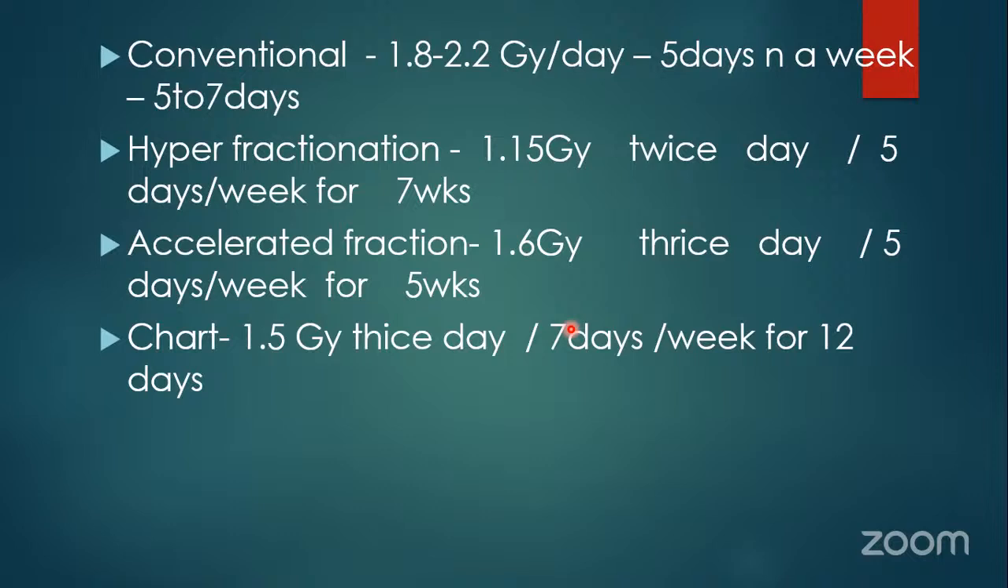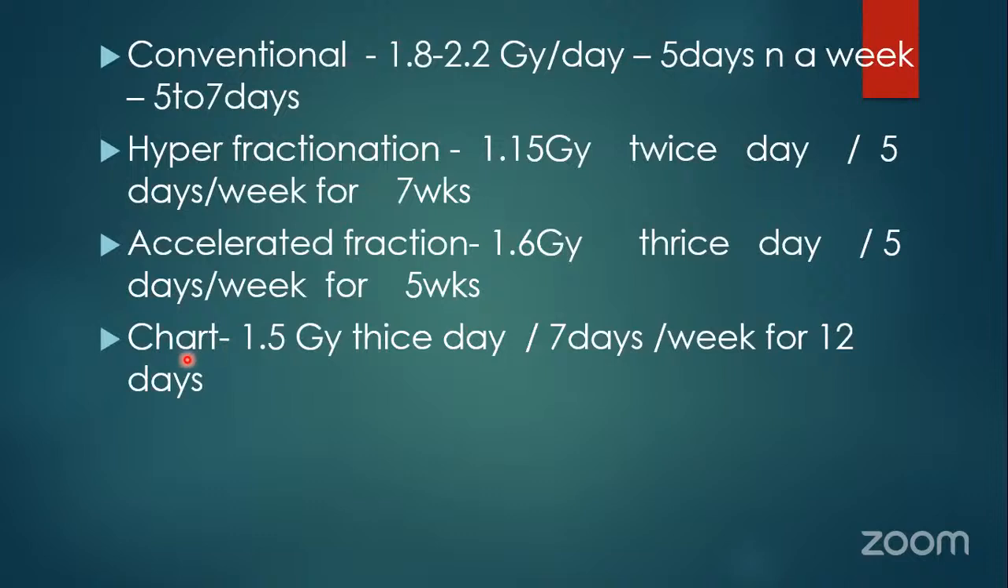Okay, in conventional fractionation, 1.8 to 2.2 grays are given per day, for 5 days in a week, for a period of 5 to 7 weeks. For hyperfractionation, 1.15 grays twice a day, 5 days per week, for 7 weeks. In accelerated fractionation, it is 1.6 grays thrice a day, 5 days in a week, for a period of 5 weeks. So this is the total duration, this is per week, and this is the number of doses in a day.